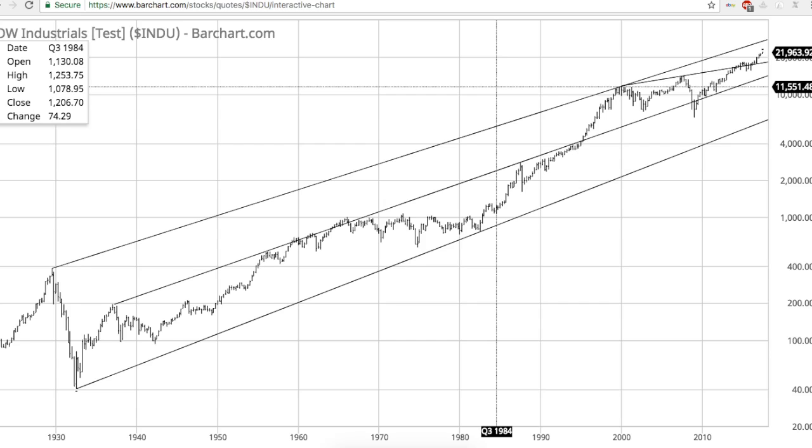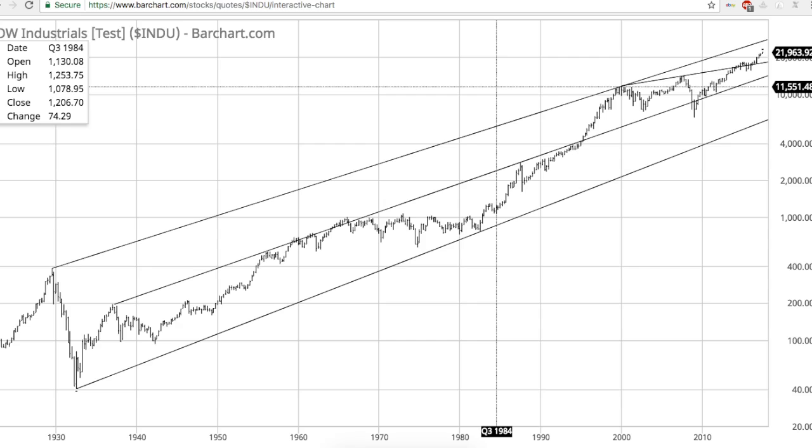So very interesting. Where are we going to go? I mean, we could go to 28,000, or we could fail and drop back down. I mean, the move in 2007, we didn't go back up to the top of the top trend line, and we dropped below the middle trend line.